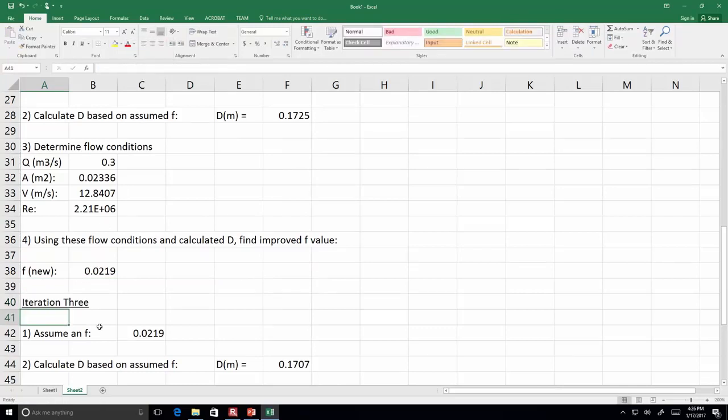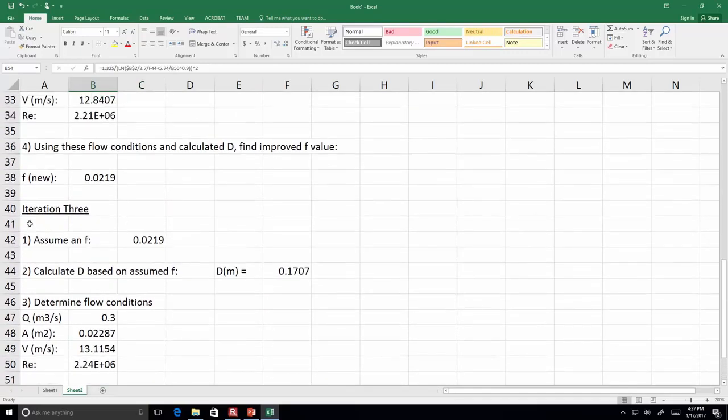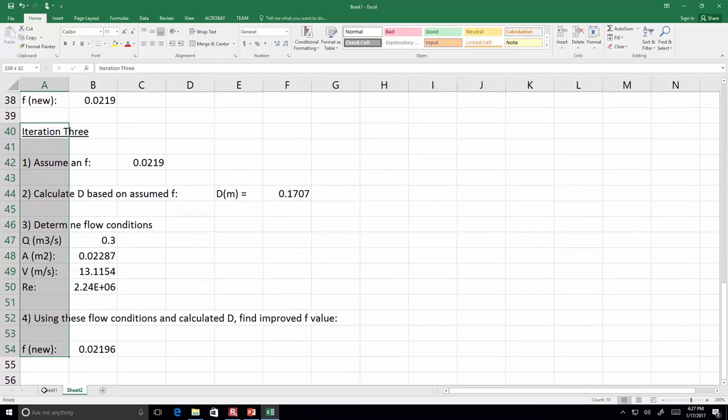Now we're on iteration 3. The input value is already looking at the output of the previous step. We get some new diameter, so the pipe diameter changed a little. The F value changed really a little, and it's probably not going to change at all if we were to do a fourth iteration.